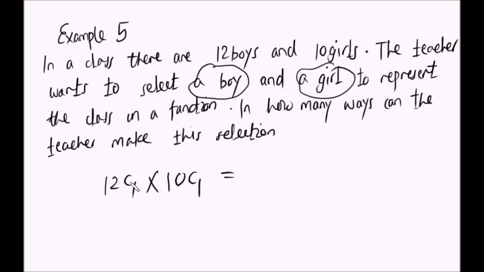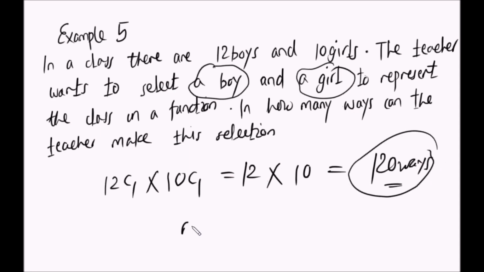Kwa ndo hiyo 12 combination 1 ni 12, 10 combination 1 ni 10, so it's 120 what? Ways. Remember now, n combination 1 is what? N. Yeah, ndo maana ni rahisi zaidi. So 120 ways. Kwa hiyo ni combination na hiyo ni mifano mbalimbali.